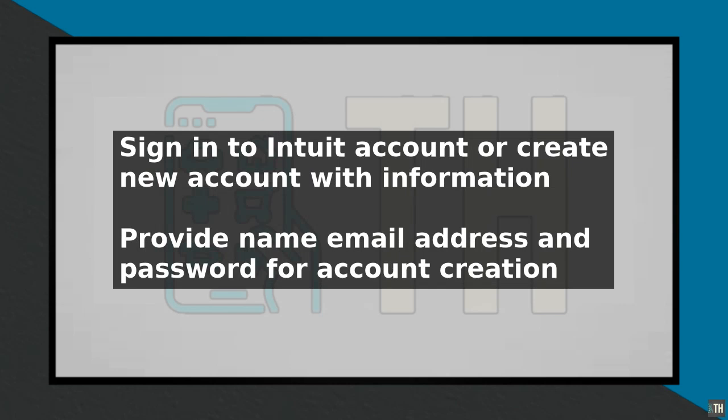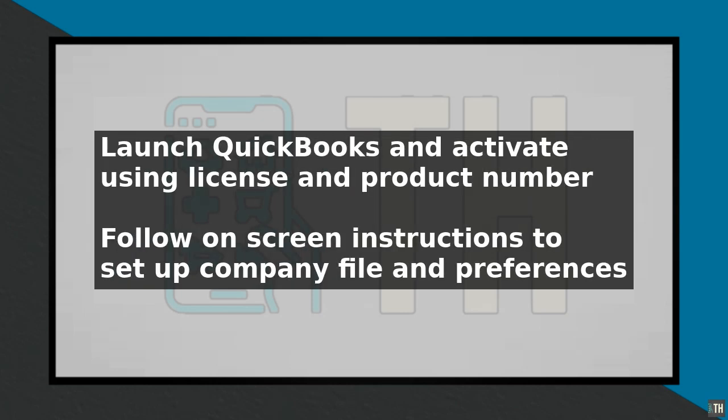Follow the on-screen instructions to install QuickBooks, which may include accepting the license agreement, choosing the installation location, and selecting the components to install. After the installation is complete, launch QuickBooks and activate it using your license and product number. You can find this information in the confirmation email sent by Intuit or on the packaging if you purchased a physical copy. To activate QuickBooks, go to the Help menu, select Activate QuickBooks, and enter your license and product number.